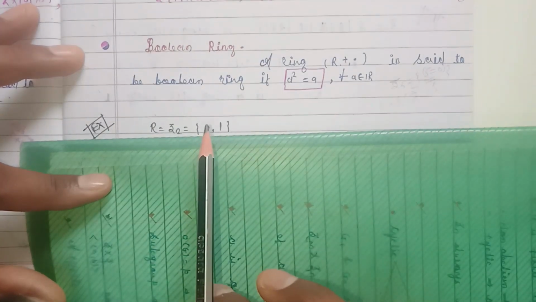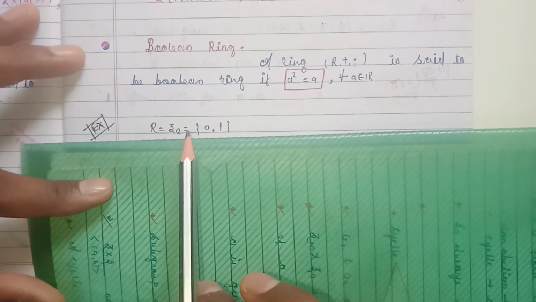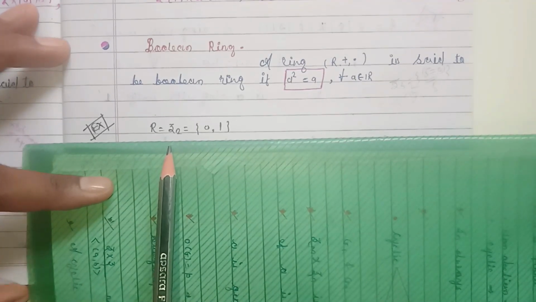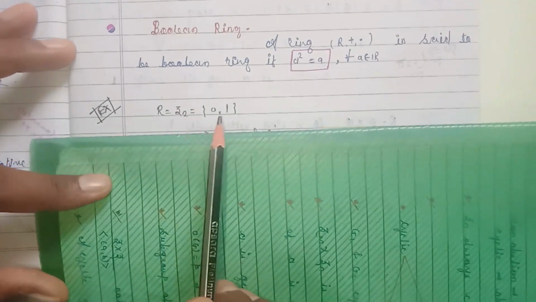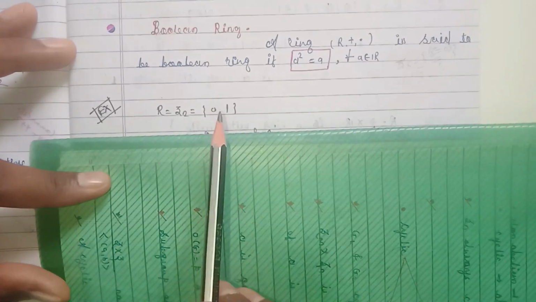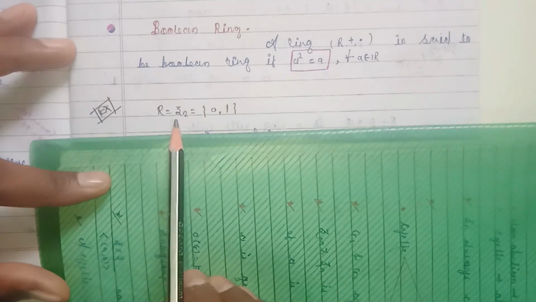Okay, so if we want to consider a ring, we have to check each and every element of our ring. Here is my second example, the ring Z2. Under Z2 we have only two elements, 0 and 1. Now let's verify whether this ring is a Boolean ring or not.